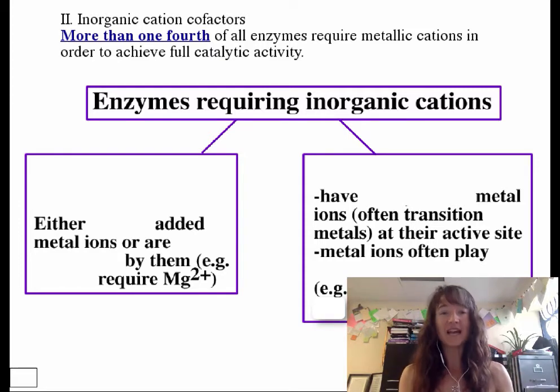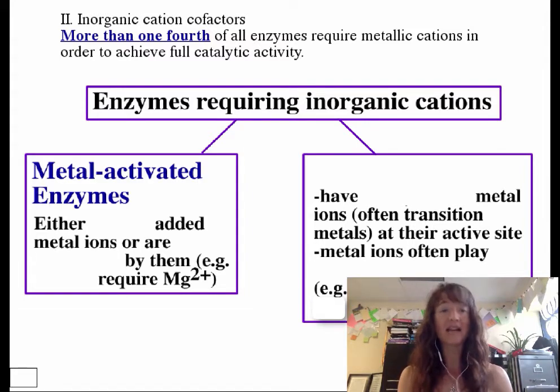For these enzymes, they have to have some sort of metallic cation involved in order to reach their full catalytic activity. And we can split these down into two groups. There are metal-activated enzymes. Metal-activated enzymes sometimes are enzymes that don't directly bind to the metal ion, but instead, in some way, this metal ion is involved in the reaction.